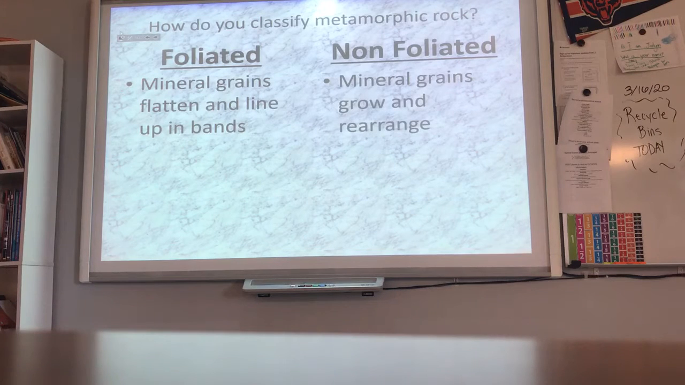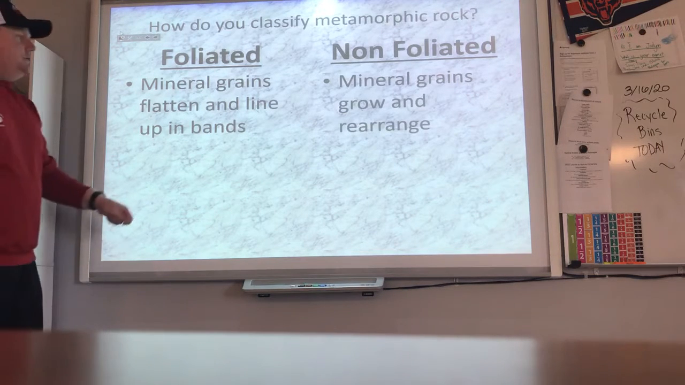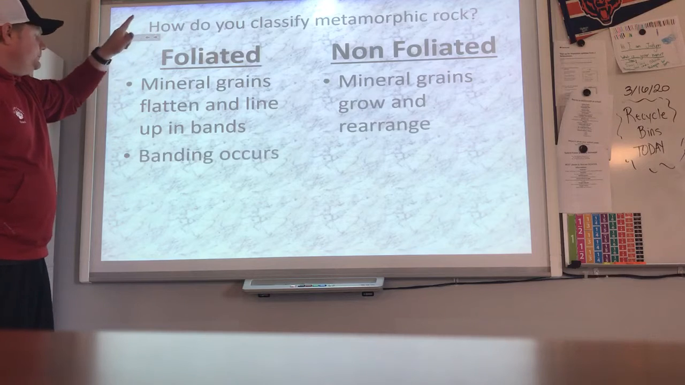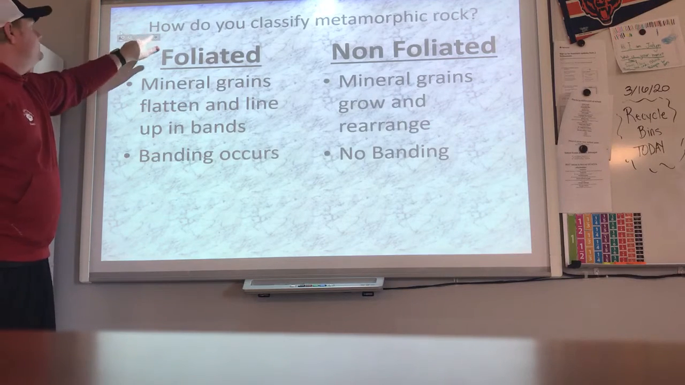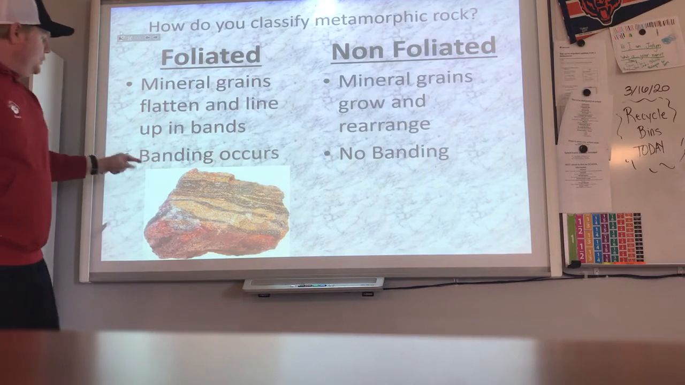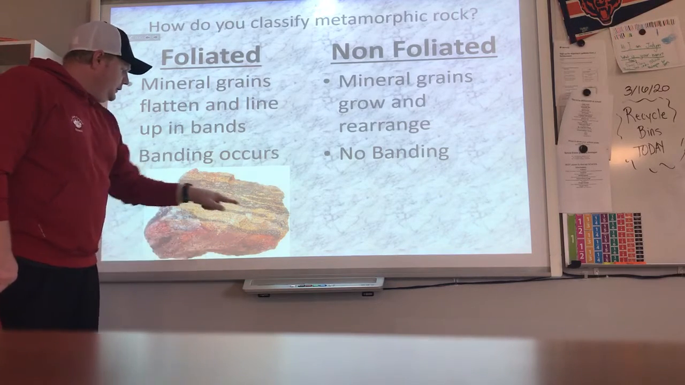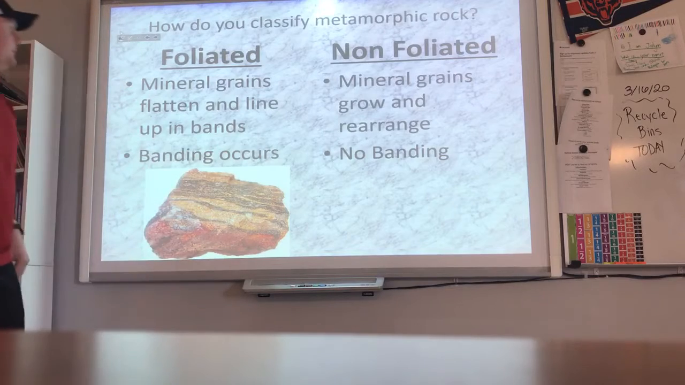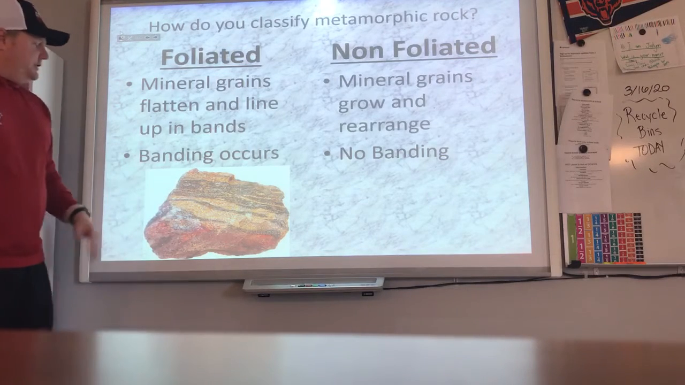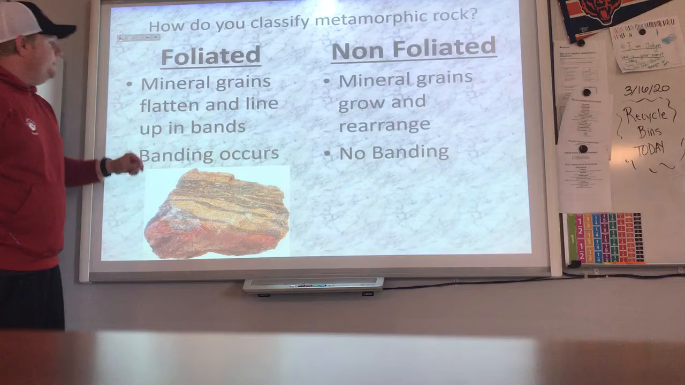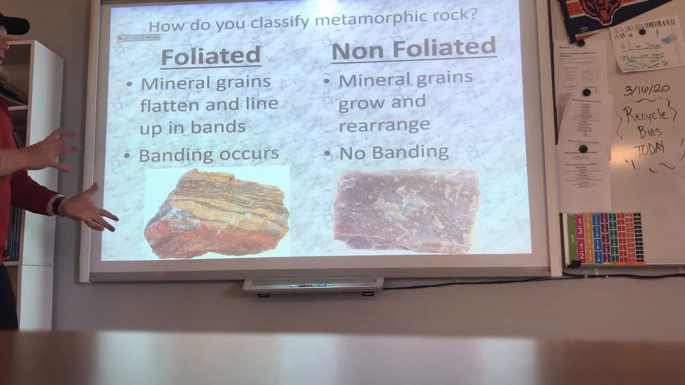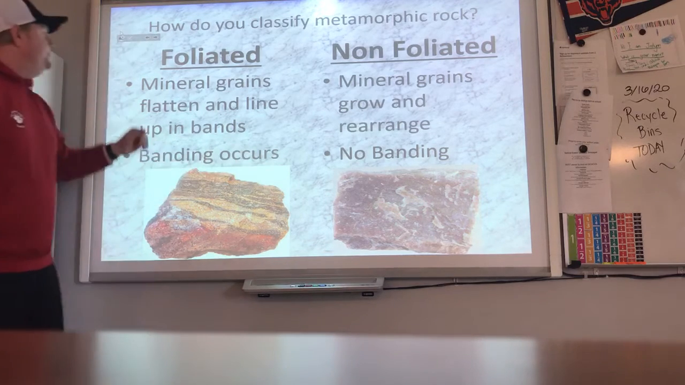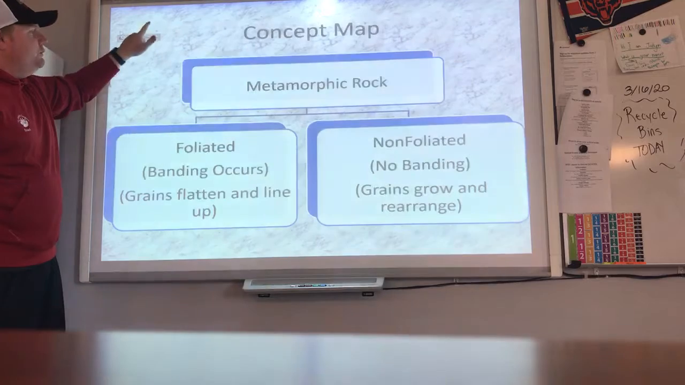All right, non-foliated. Mineral grains grow and rearrange due to the heat and pressure. Banding occurs, no banding. So you can see the bands of colors running through this rock. They line up, maybe not perfectly straight, but there are bands of color going through it. With the other one, no banding, because the heat and pressure, everything rearranges and turns into a different form of that.